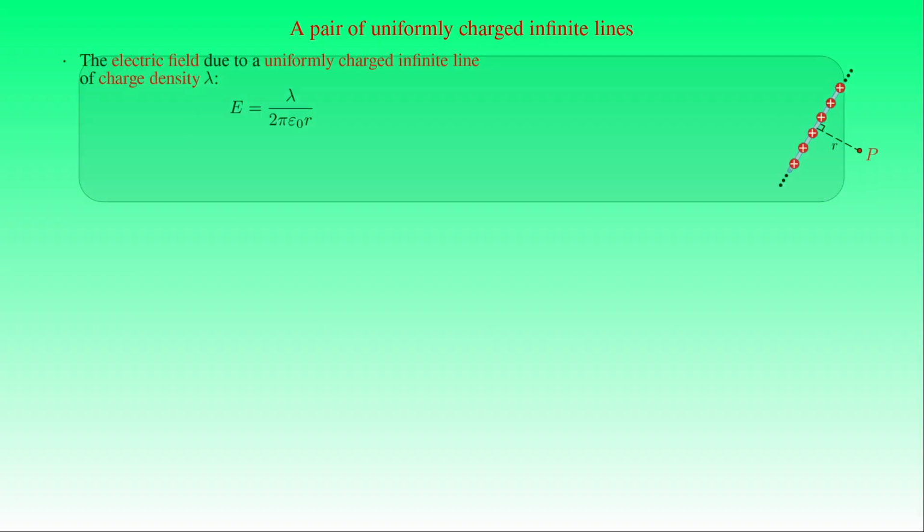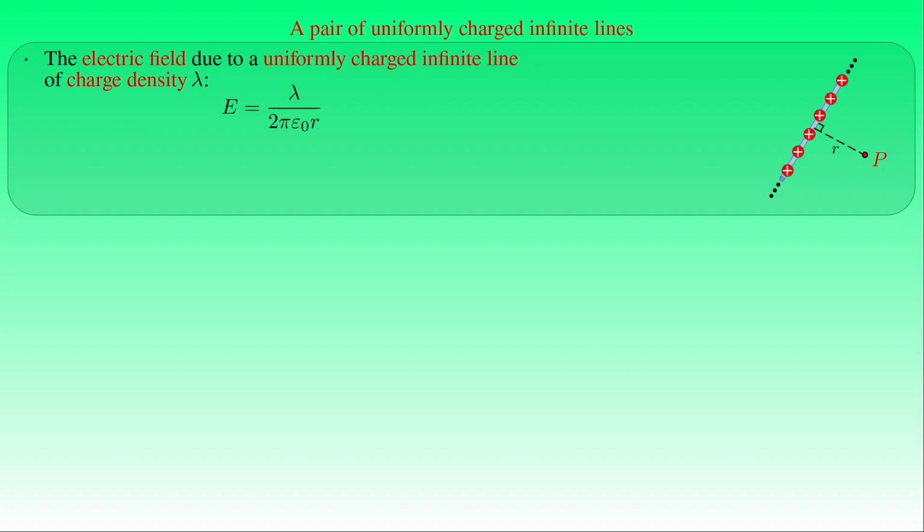Now we apply the method of images to describe the electrostatic field between charges and conducting surfaces. We start with the simplest example as far as the geometry of the field considered, which is a uniformly charged infinite line and a pair of such lines. We already determined the electric field E due to a uniformly charged infinite line of charge density lambda at a given point P in the vicinity of the charge line, and we found that its magnitude is equal to lambda over 2 pi times epsilon naught times the distance r between the point P and the line.